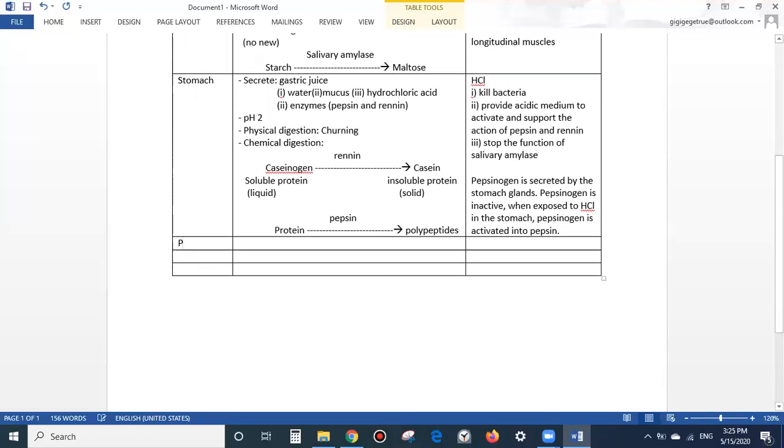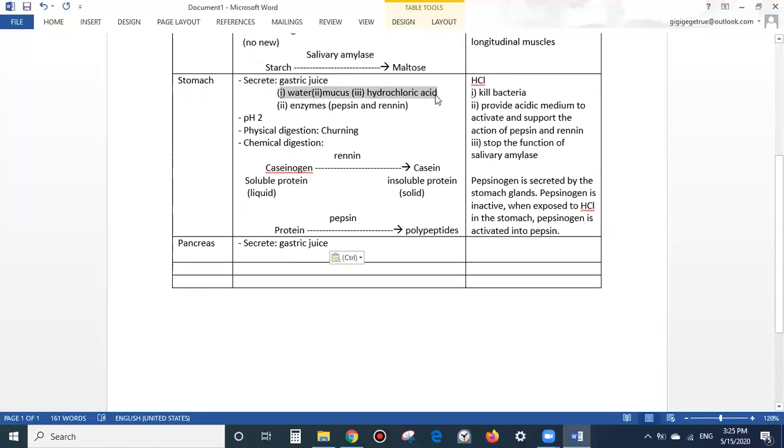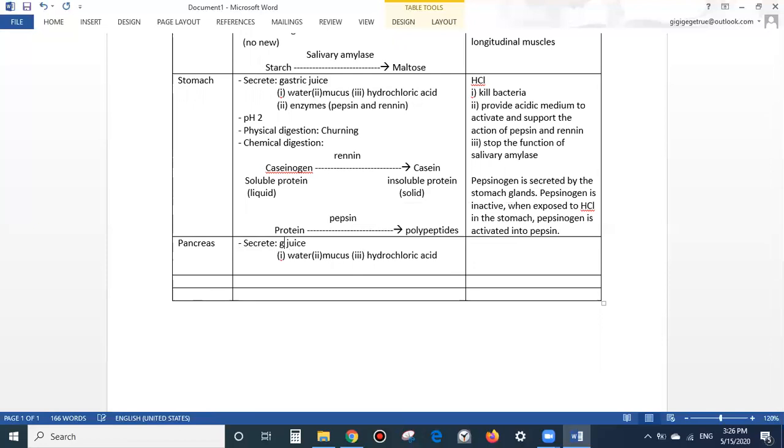After the stomach is the pancreas. The pancreas secretes pancreatic juice. Unlike the stomach, mouth, and esophagus, the pancreas is not a region where food passes by. So pancreatic juice doesn't really have water or mucus. It only has its enzymes.